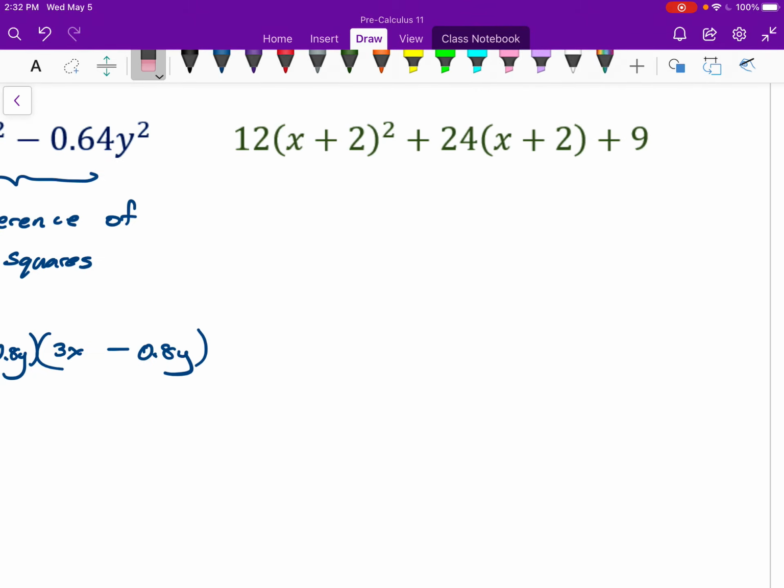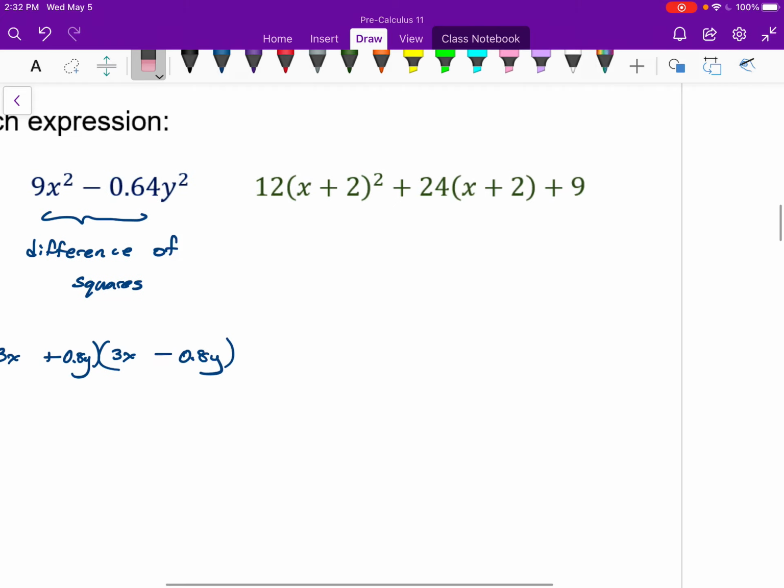This looks kind of imposing, fair enough. If you are tempted to start distributing the 12, well, you can't do that because of order of operations, we should look at our exponent first. And then if you're tempted to start expanding and simplifying this, you can do that, but I wouldn't because you're definitely going to make it more work than it has to be.